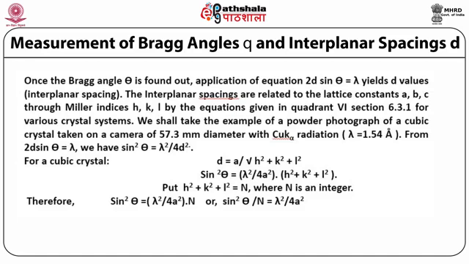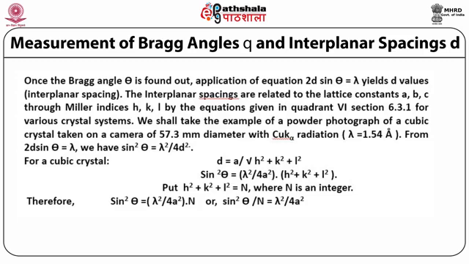We shall take the example of a powder photograph of a cubic crystal taken on a camera of 57.3 mm diameter with Cu K alpha radiation, where lambda is equal to 1.54 angstroms. From 2d sin theta equal to lambda, we have sin squared theta is equal to lambda squared upon 4d squared. For a cubic crystal, d is equal to a upon the square root of h squared plus k squared plus l squared. Sin squared theta is equal to lambda squared upon 4a squared into h squared plus k squared plus l squared.